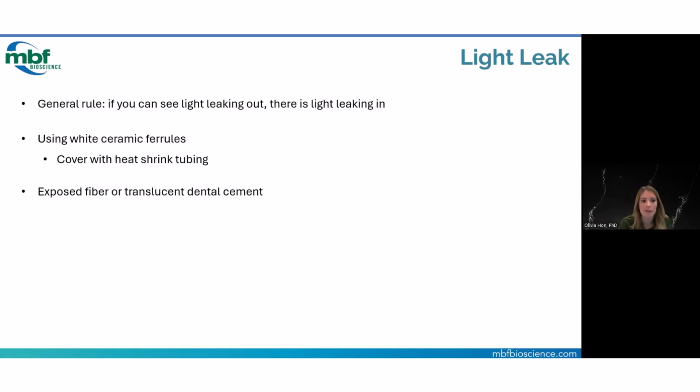Same thing can happen if you're using translucent dental cement. If you're using that classic pink Ortho-Jet cement, light will leak in. You'll get impacts from overhead lights, as well as shadows if you lean over the animals. So make sure you're using opaque dental cement. If you have translucent dental cement on there already, put a layer of black over top just to prevent that light leak.